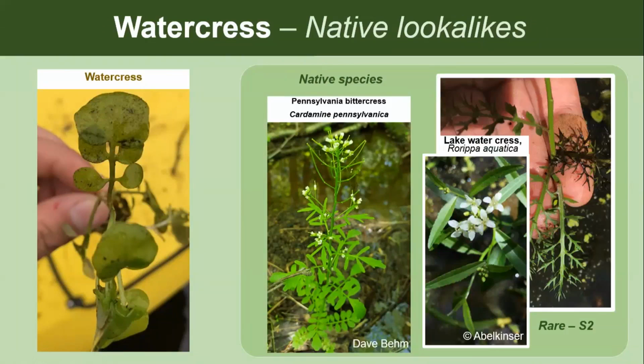One other one that looks kind of like it is actually on our rare species list. So lake watercress, Rorippa aquatica. You can see the flowers look kind of similar, but the upper leaves look quite different. They're kind of long and narrow with these teeth. And then the lower leaves below the surface, they do separate into those leaflets, just like watercress, but you can see they're way more finely separated. So they're kind of spiky looking. They look almost like carrot leaves. So that's very distinctive from the watercress.